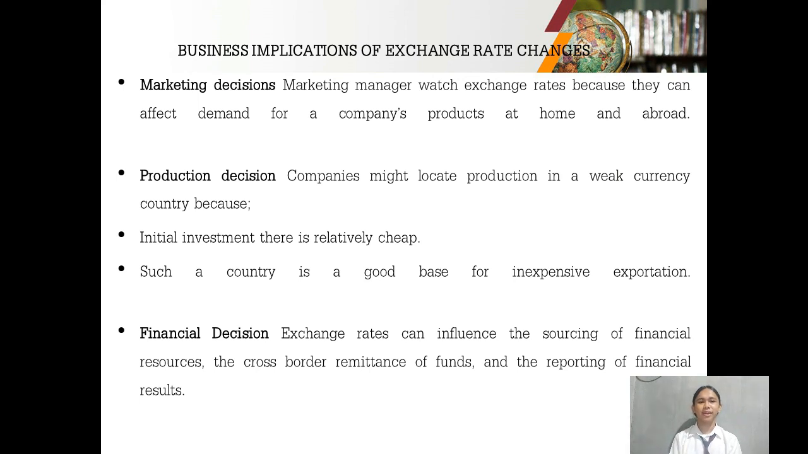Production decision. Companies might locate production in a weak currency country because initial investment there is relatively cheap. Such a country is a good base for an inexpensive exportation. Exchange rate changes affect production decision. For example, a manufacturer in a country where wages and operating expenses are higher might be tempted to locate production in a country with a currency that is rapidly losing value. The company's currency would buy a significant amount of a weak currency, making the company's initial investment cheaper. Furthermore, goods manufactured in the country would be relatively cheap in world markets.